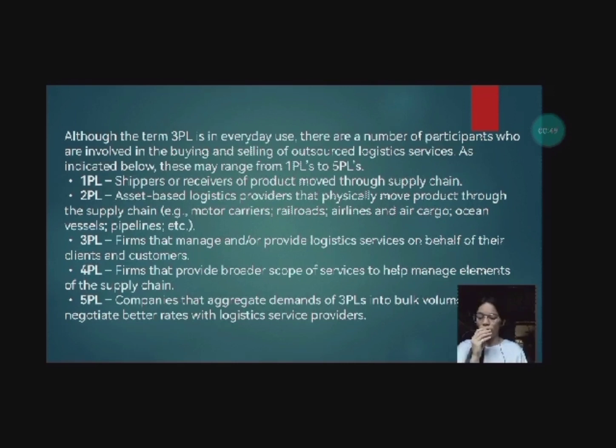Second is 2PL or second-party logistics: asset-based logistics providers that physically move products through the supply chain. Examples are motor carriers, railroads, airlines and air cargo, ocean vessels, pipelines, etc. So, second-party logistics are providers with physical assets, like transport companies, trucking, rail, and air cargo. They physically move products in the supply chain.